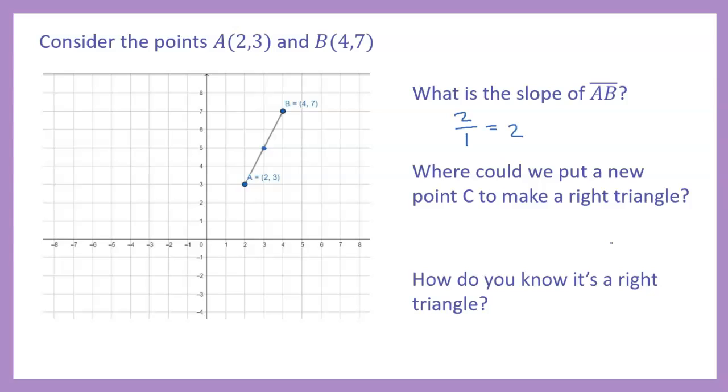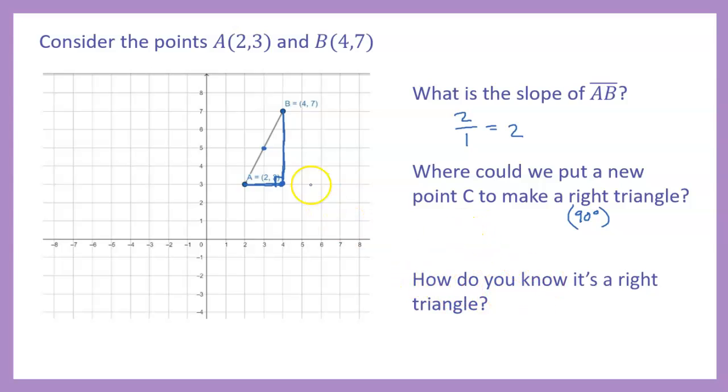Now where could we put a new point, point C, to make this a right triangle? Remember, a right triangle has a right angle in it. A right angle is 90 degrees. So we need to have one right angle in here. So maybe a good place to do that would be on this coordinate grid where A is at the same y value and B is at the same x value. So the place on this coordinate grid where these 2 points would meet at a right angle. Right there.